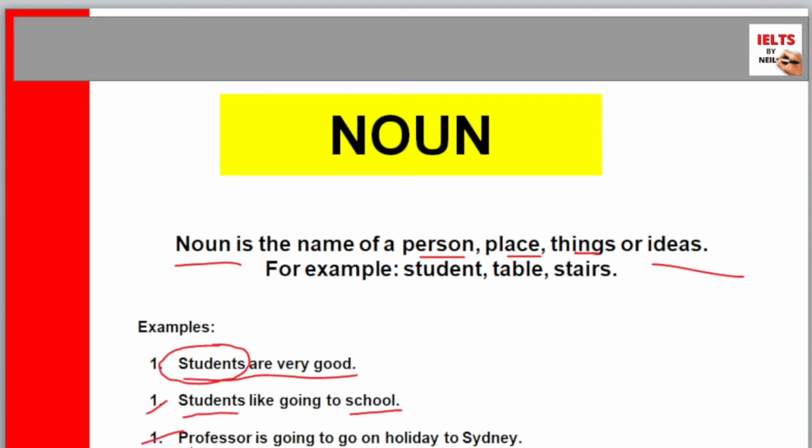Let's look at the third one. Professor is going to go on holiday to Sydney. So of course professor is a noun and Sydney, name of the place, that's a noun. I hope it's clear to you what a noun is.